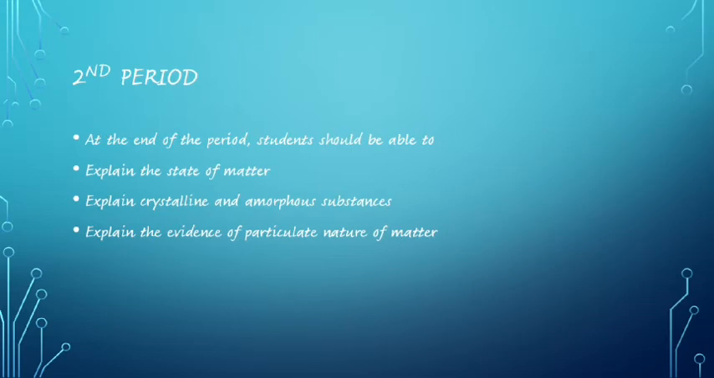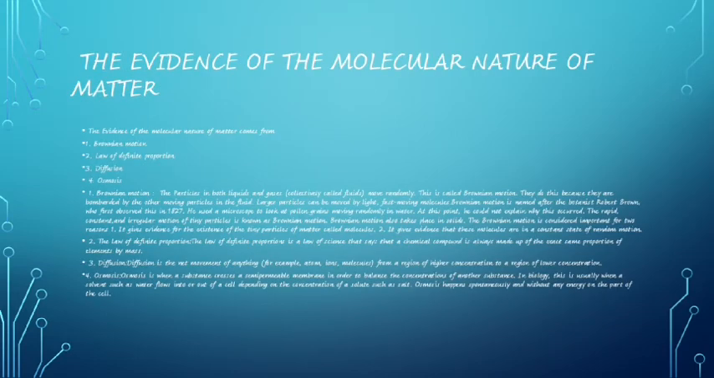At the end of this one, you should be able to explain AMORPHOUS and CRYSTALLINE. Now let's discuss the evidence of the molecular nature of matter. We have four evidences for the molecular nature of matter. The first is Brownian motion, the second is the law of definite proportion, the third is diffusion, and the fourth is osmosis.